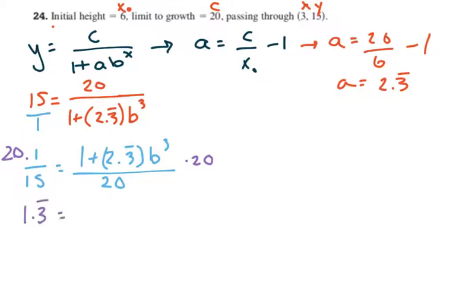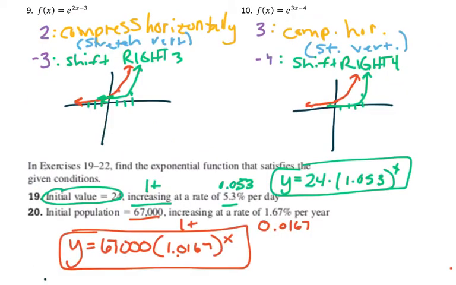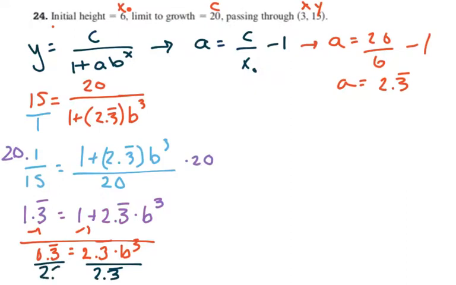So 1.3 repeating is going to equal 1 plus 2.3 repeating times b to the 3rd. Subtract a 1 and get 0.3 repeating equal to 2.3 repeating times b cubed. And so this is where you want to use the whole number. So I'm using the whole 2.3 repeated. And so we get b cubed equal to 0.3 repeated divided by 2.3 repeating.